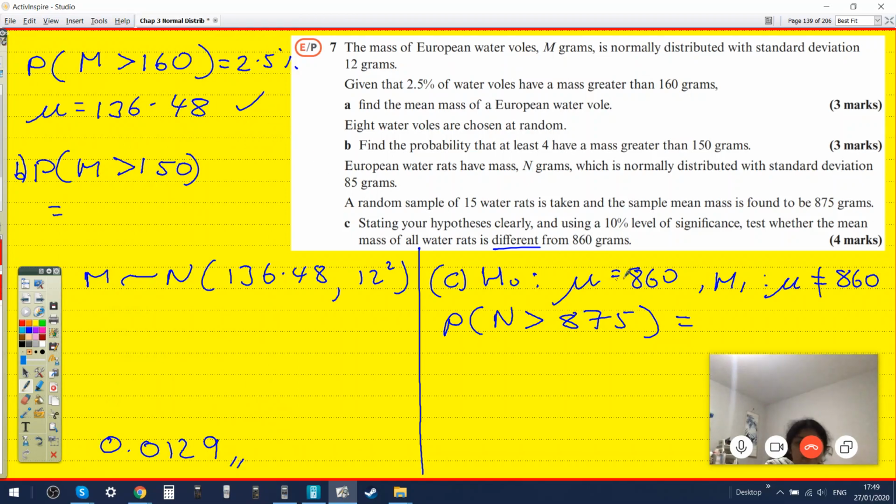I got 0.5 as the answer. Seems wrong. How did you go about it? x greater than 875 is 0.5. Did you put in as your mean 875? Yeah. What should you have put in? 860. Yes. Okay, that gives you 0.247. And so that's the probability that x is greater than 875. Yeah. It's greater than 0.1, so H0 is accepted.